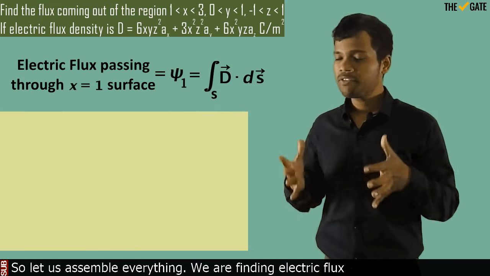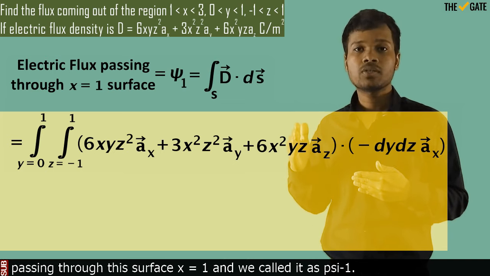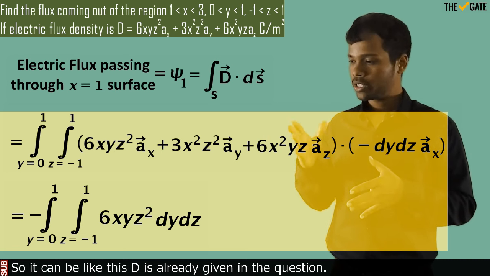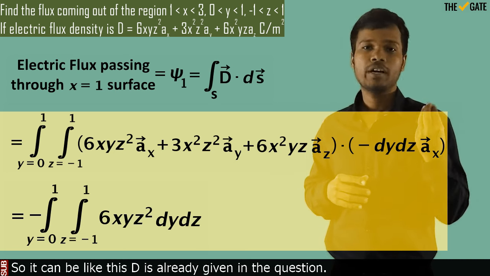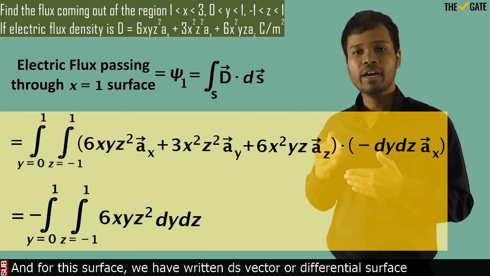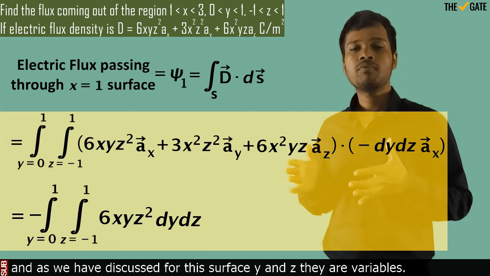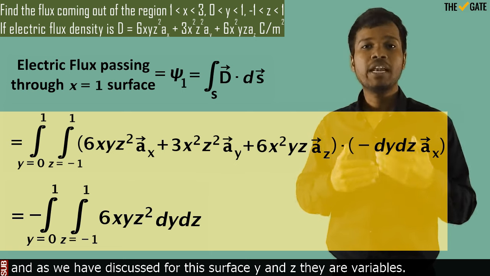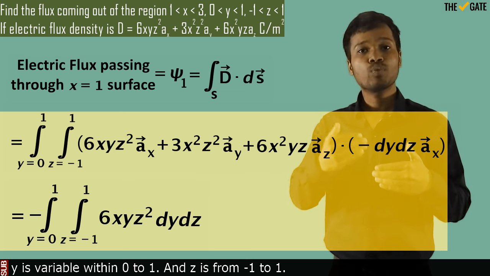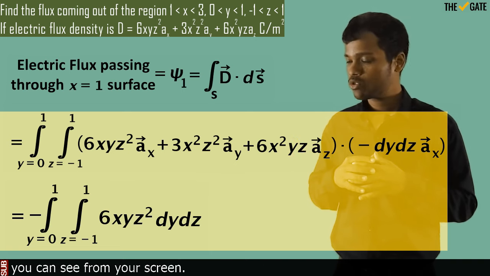So let us assemble everything. We are finding the electric flux passing out through this surface x equal to 1, and we called it psi 1. D is already given in the question, and for this surface we have written the ds vector. As discussed, for this surface y and z are variables. Y is within 0 to 1 and z is from -1 to 1. All these are given in the question. So let us put everything together, as you can see on your screen.